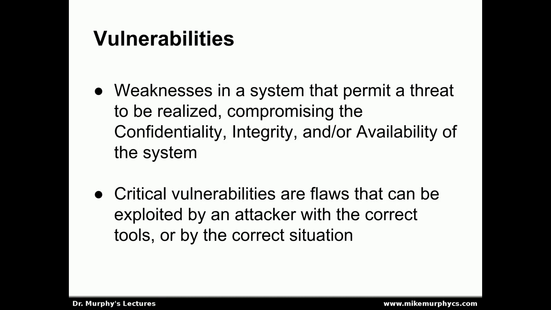A critical vulnerability is a flaw that can be exploited by an attacker with the correct tools or by the correct situation. In other words, this is a vulnerability that we know exists in the system, we know there are tools to exploit the vulnerability, and we know that all it takes is someone accessing that particular vulnerability with those particular tools to launch a successful attack.